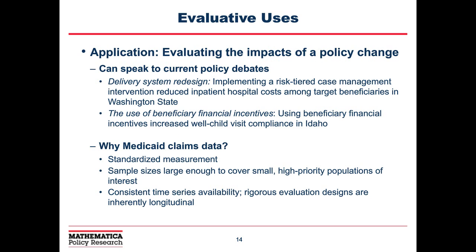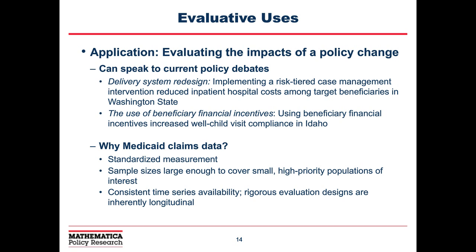So the final research use we'll cover is evaluation research. And claims data are widely used to evaluate the impacts of program and policy changes. So here on the slide, you'll see two examples speaking to very timely, relevant policy issues of concern: delivery system redesign and the use of beneficiary financial incentives. You'll also notice here again that the key strengths of the claims data are carried through and they follow through from the descriptive and the predictive uses. I'm going to table the discussion of challenges and related tools for a couple of slides.